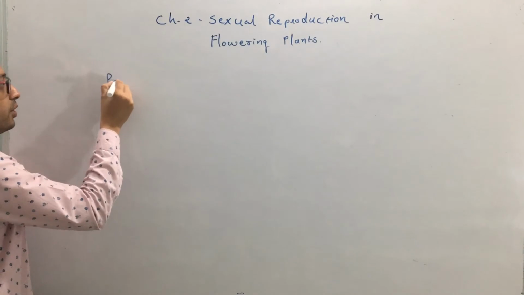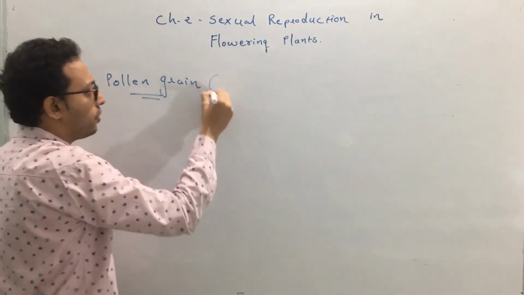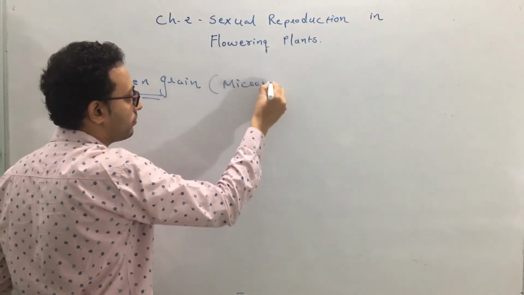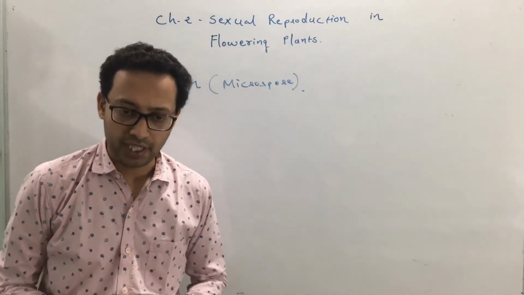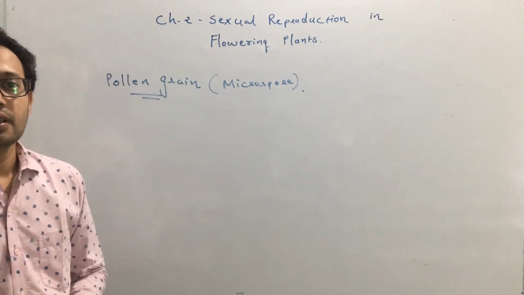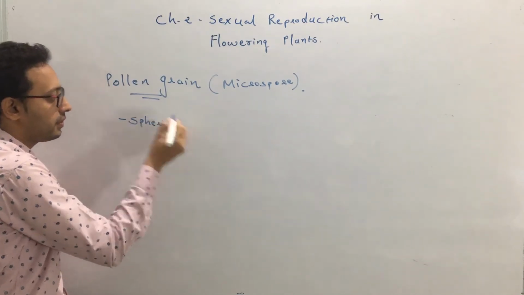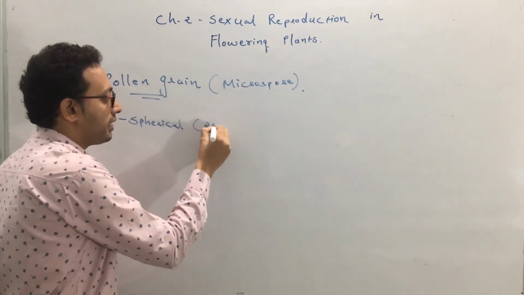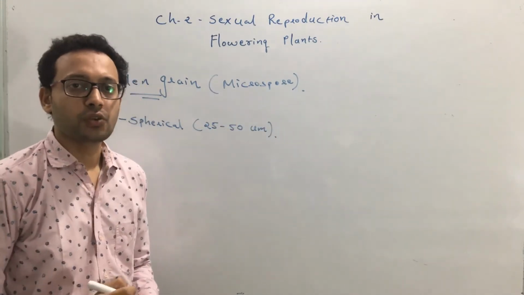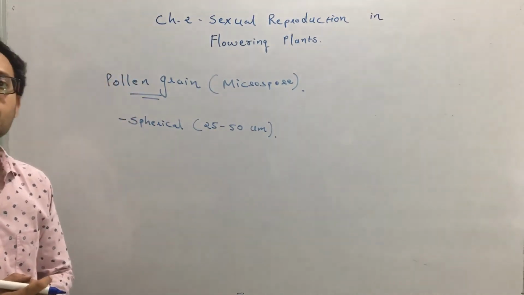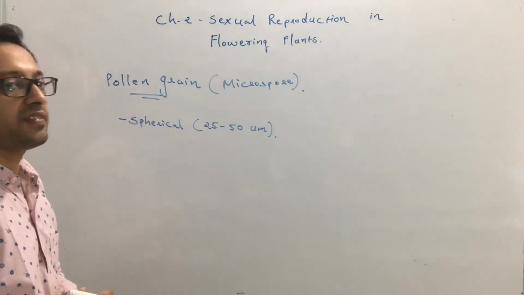So let's start with the characteristics of pollen grain, or you can also call it a microspore. What are the characteristics and how does it look? If you see this pollen grain, usually it's spherical in shape, and the diameter of this spherical pollen grain is 25 to 50 micrometer, meaning it's very small. So what is the shape of this pollen grain? It's spherical with a diameter of 25 to 50.